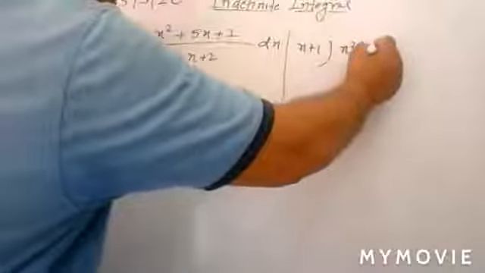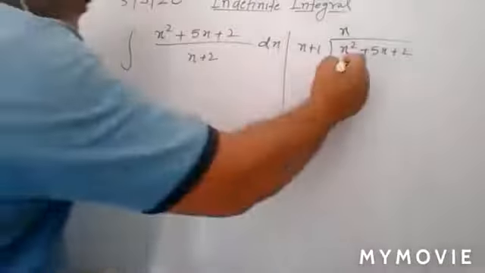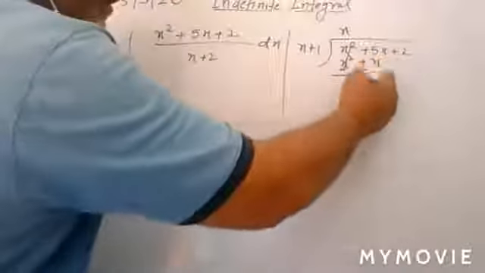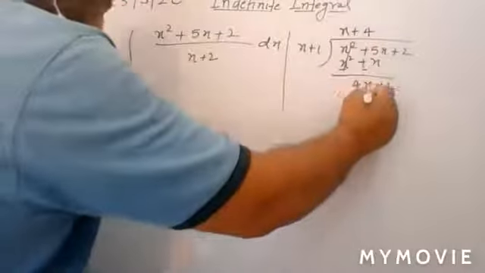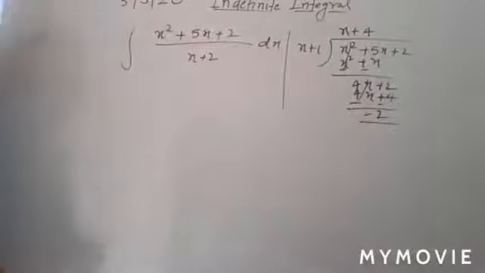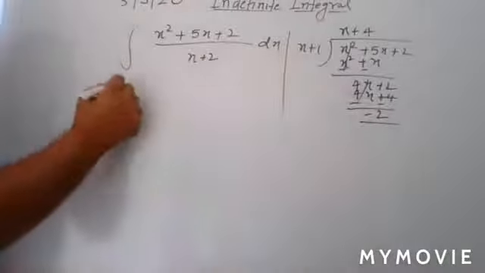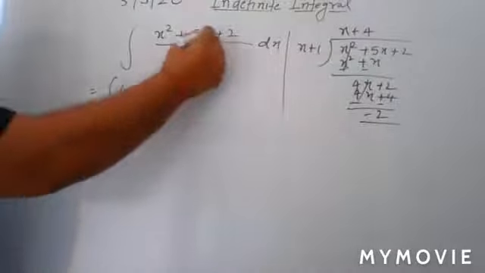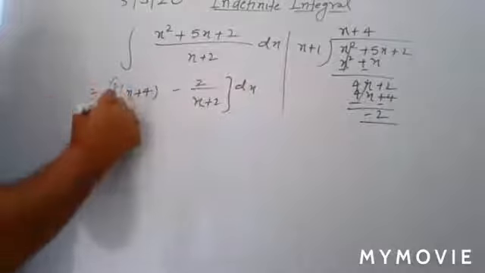So if you divide here, you write x plus 1. Here you have x square plus 5x plus 2. So how many times? x times. So you write x square plus x. And if you subtract it, here you cancel. So you have 4x plus 2. So 4 times, so you have 4x plus 4. Now again, you have the result here, minus 2, as remainder. So the complete result can be written as x plus 4 and minus 2 upon x plus 2, into dx. You can write in this way.